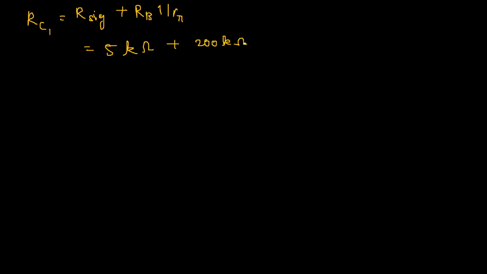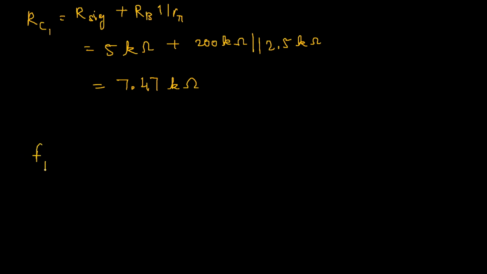So for RC1, I know the formula is R signal plus RB parallel to R pi. So that gives me 5 kilo ohm plus 200 kilo ohm. And this is in parallel with 2.5 kilo ohm again. So my final answer comes out to be around 7.47 kilo ohm. Right, so now I found RC1.